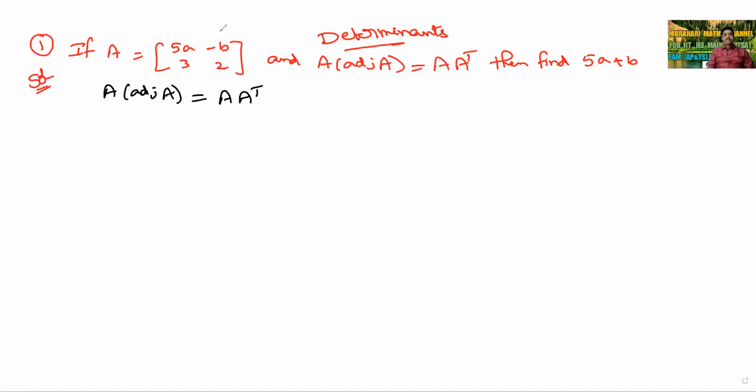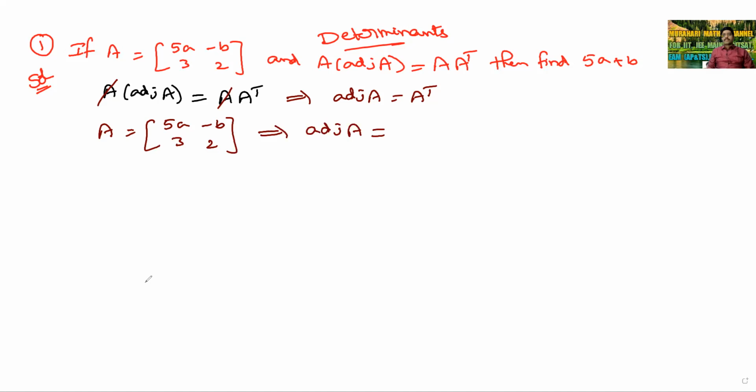By using the left cancellation law, A gets cancelled. Adjoint of A is equal to transpose of A. So A is equal to the matrix 5A, minus B, 3, 2. Then we have to find adjoint A. So adjoint A is equal to 2, B, minus 3, 5A.